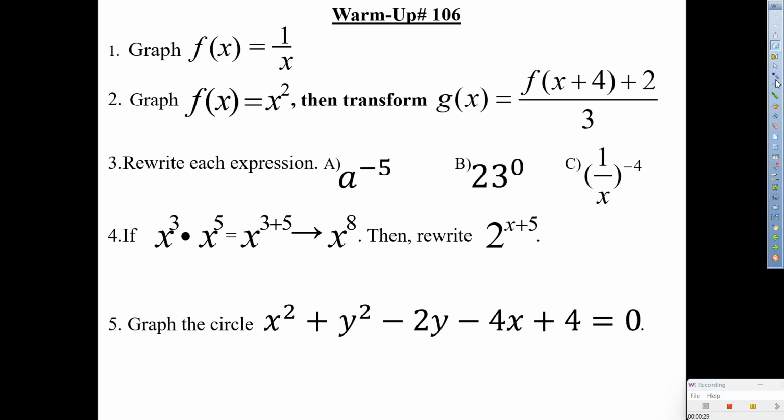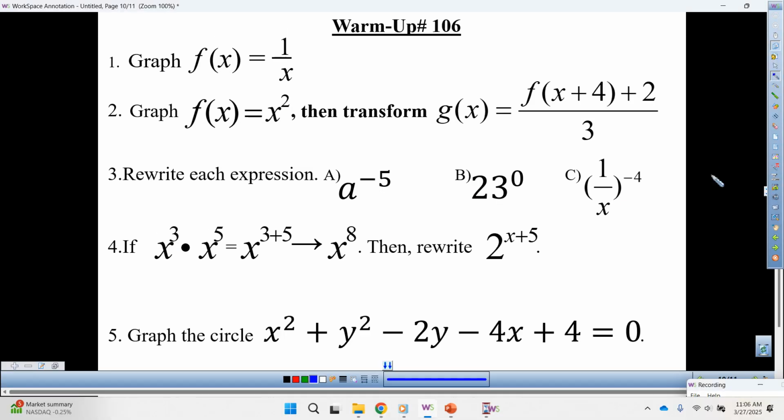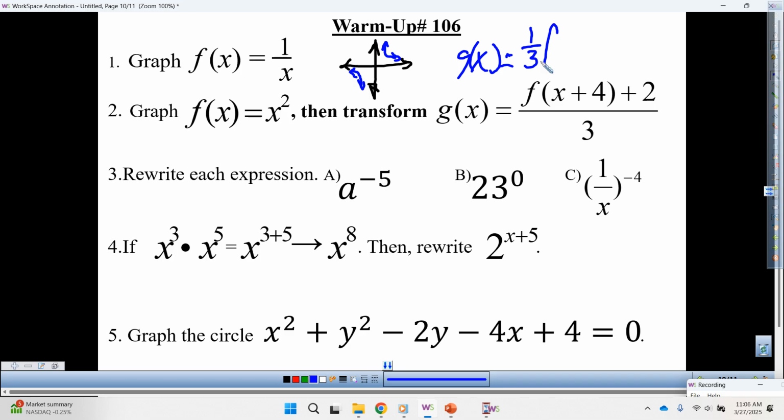All right, here we go. Number one, by now your graph should look like this and like this. Yes? All right, good. Number two, g of x, we first rewrite this, and it should have been 1/3 f of (x plus 4) squared plus 2. What does that mean? This compresses, this moves it to the left, this moves it up.